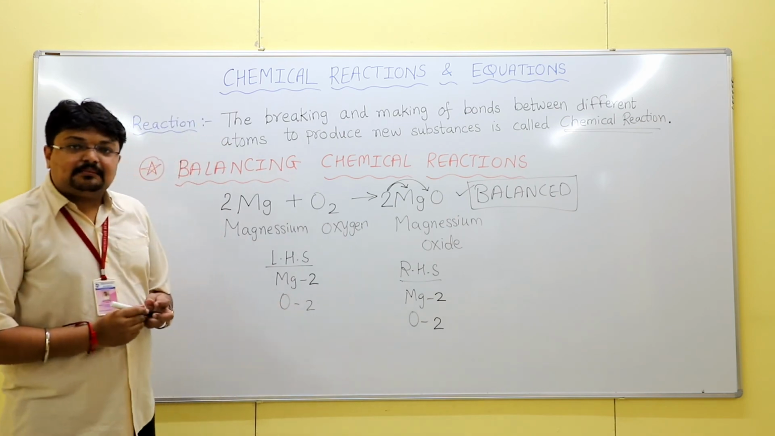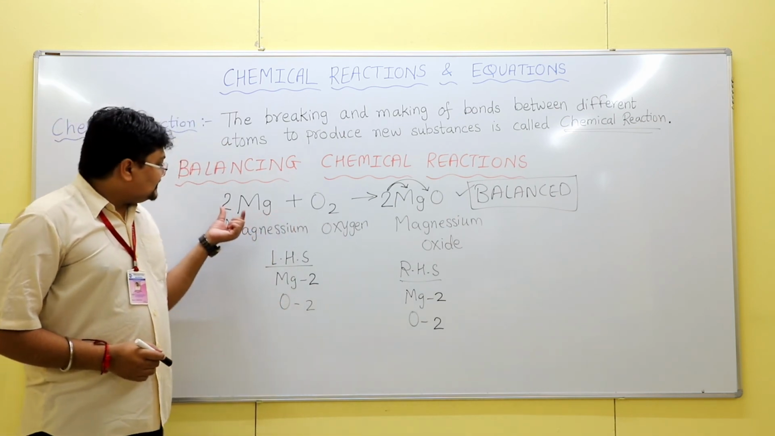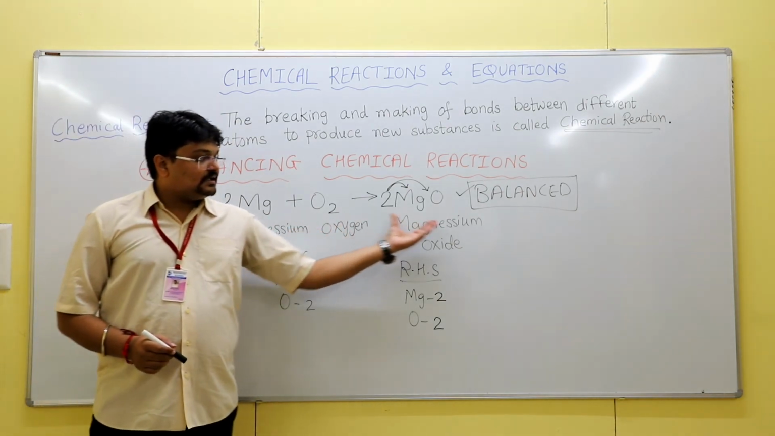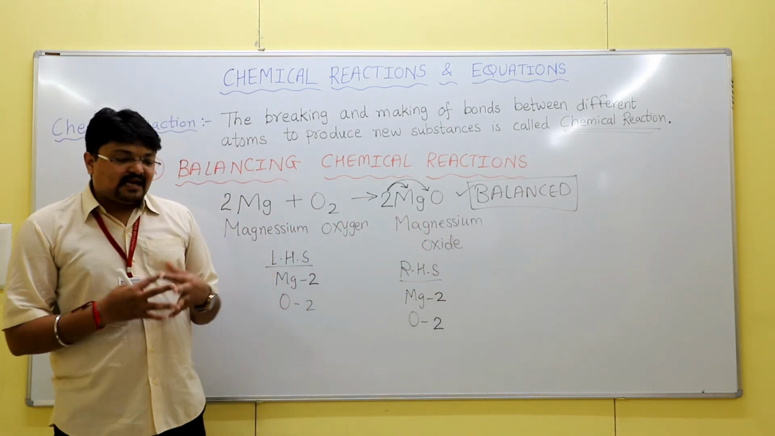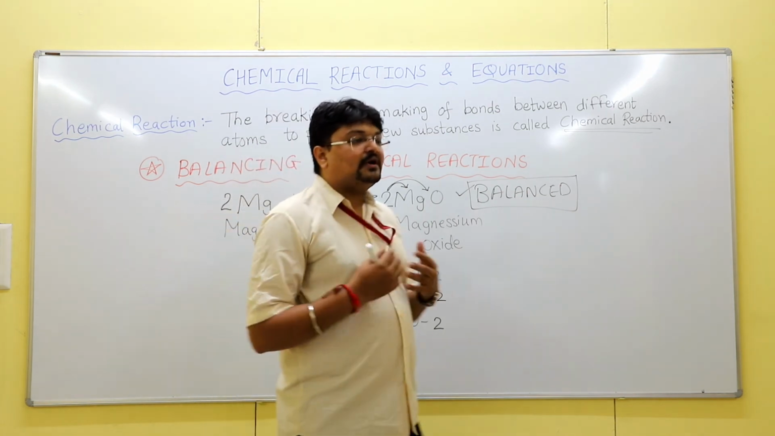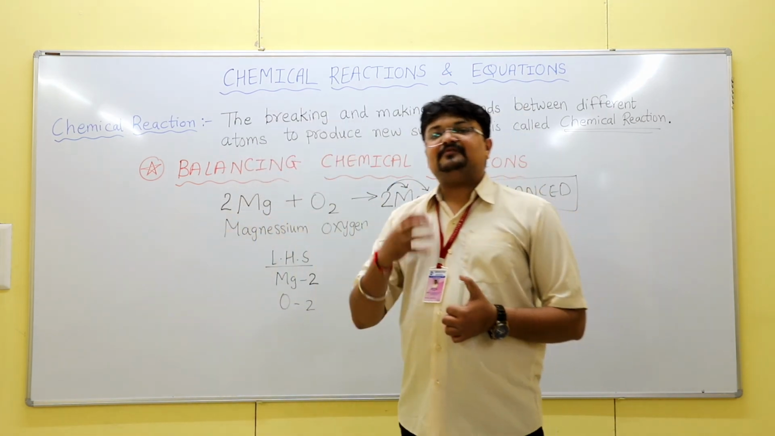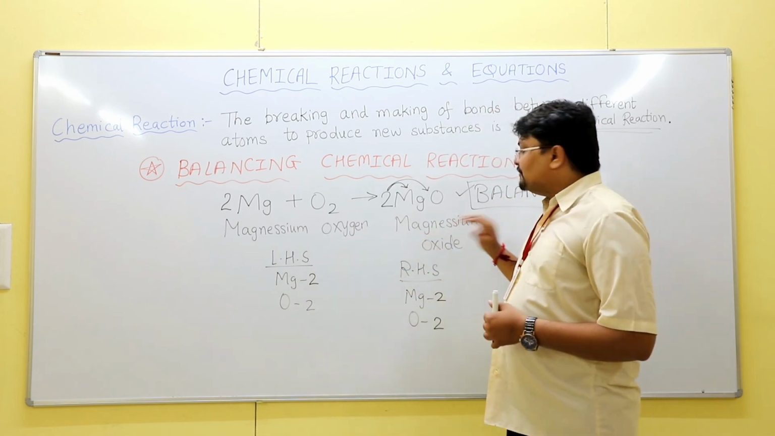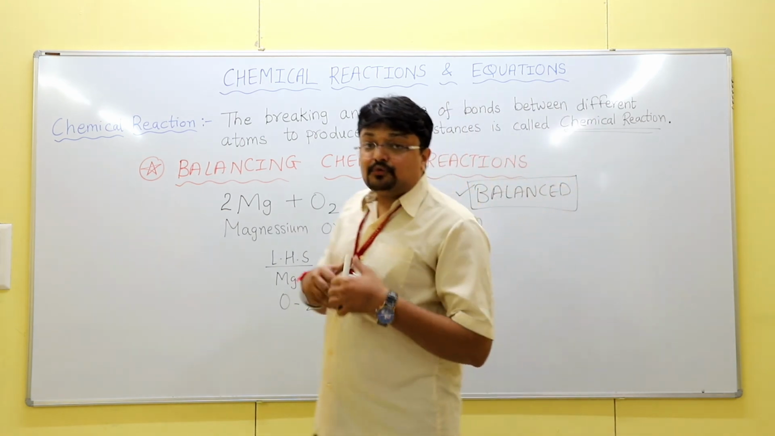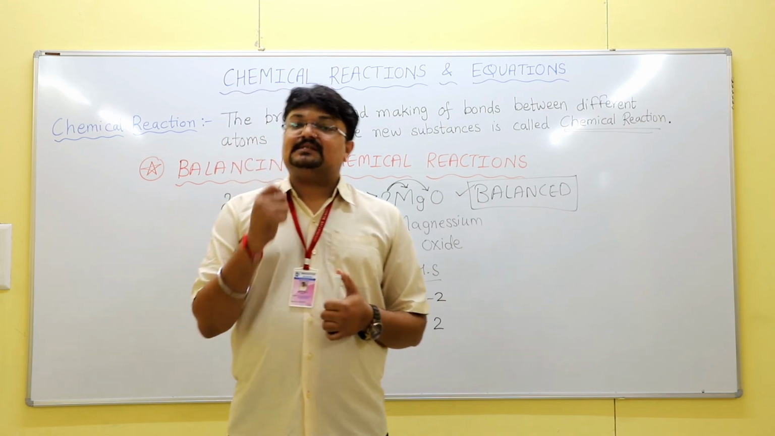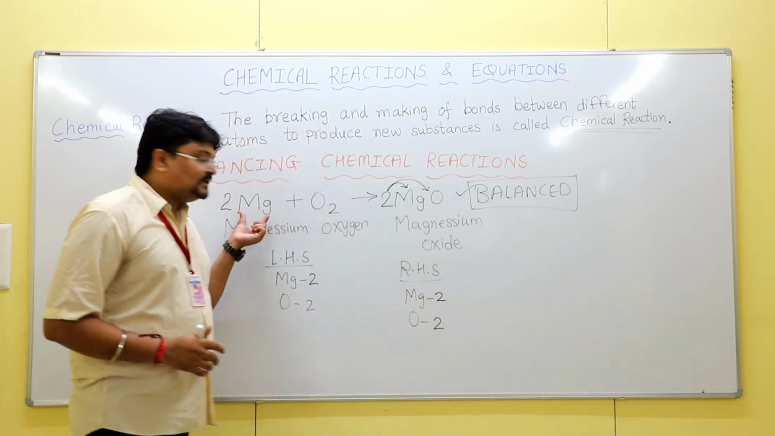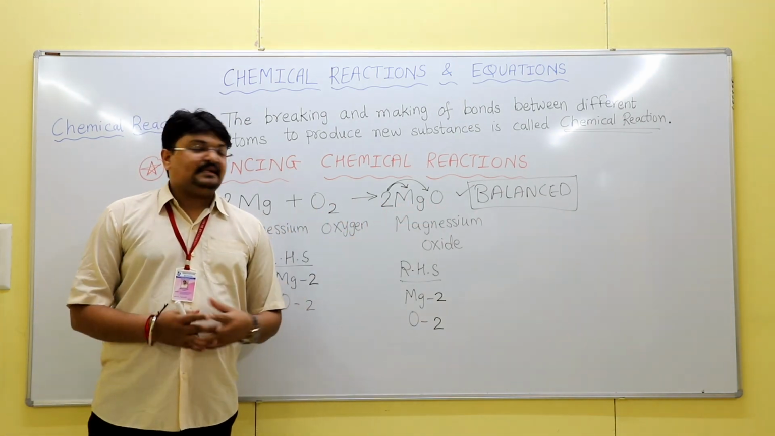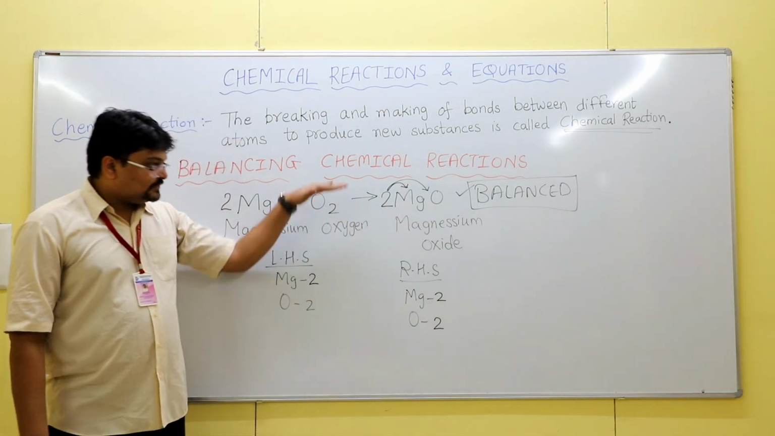So how do we write a balanced equation? It's 2Mg plus O2 gives 2MgO. Magnesium plus oxygen gives magnesium oxide. When I tell it in the form of words, if I tell it in the form of a word equation, then it is magnesium reacts with oxygen to form magnesium oxide. But if I want to write it in a chemical equation form symbolically, then I have to write in this form: 2Mg plus O2 gives 2MgO, which is a balanced reaction right now after doing this process.